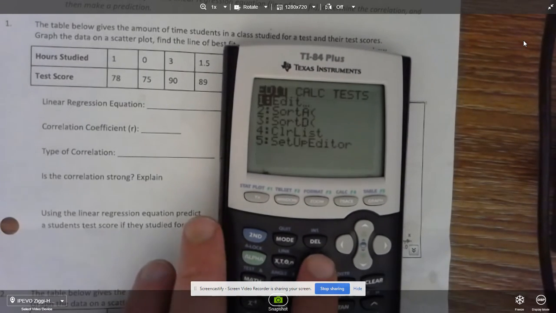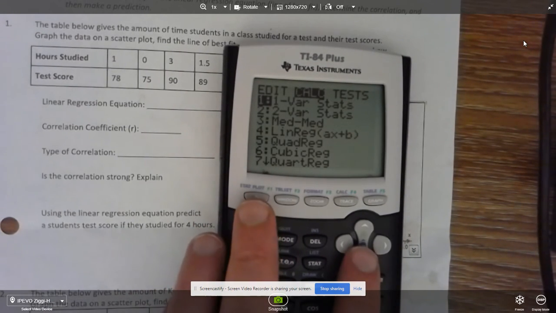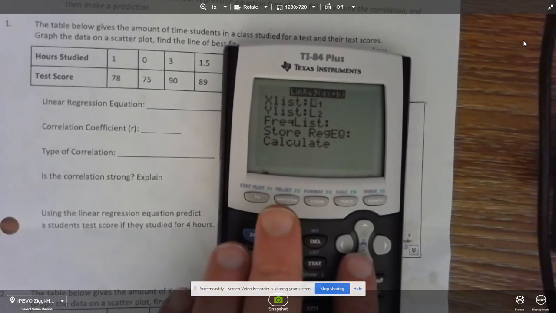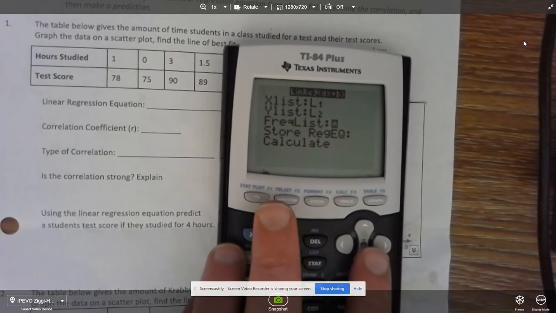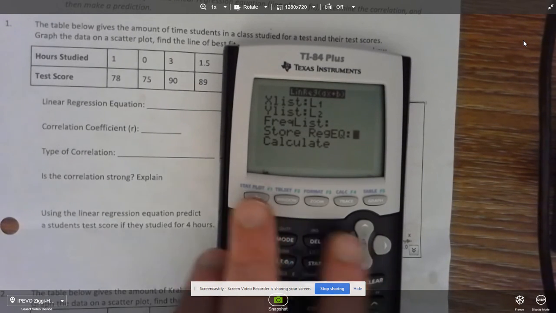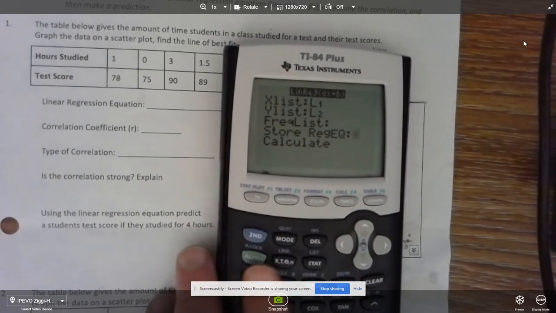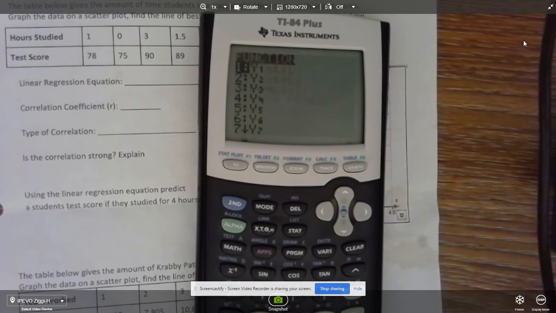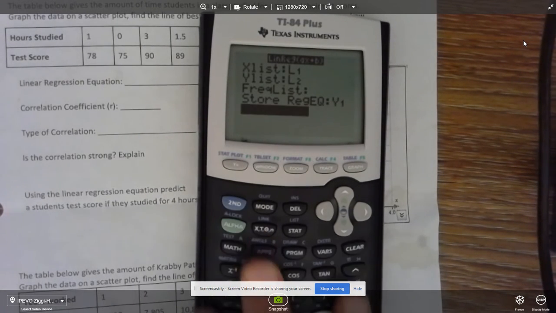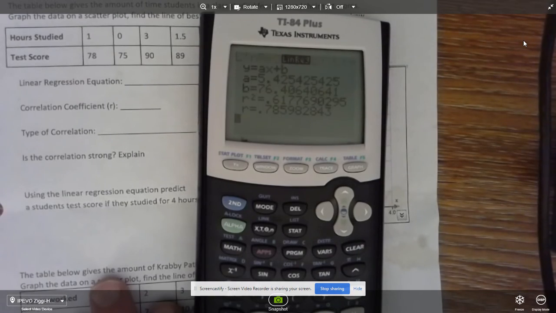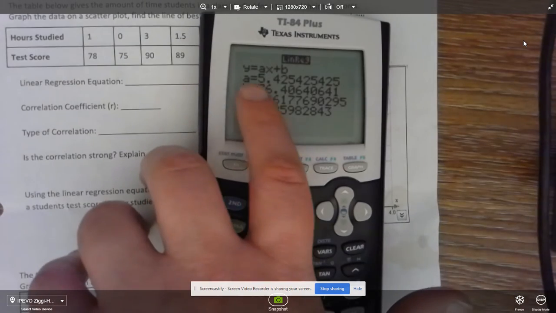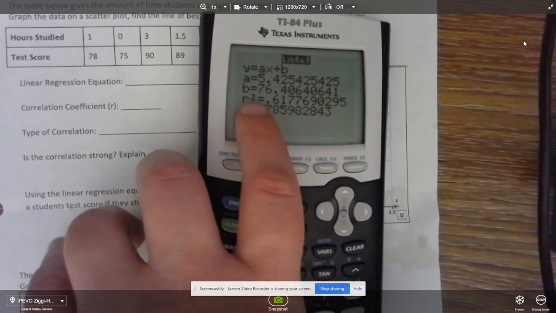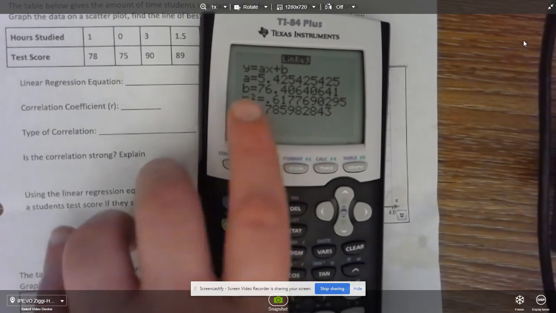All right, so we're going to hit stat again. This time we're going to go over to calc. We're going to go over to linear regression, ax plus b. We want to leave L1 and L2. We don't want to do anything there. Where it says store regression equation, we hit vars, go over to yvars, function y1, and then we go down to calculate. So what that gives us is the slope of our regression equation, our y-intercept, r squared, and r. R is our correlation coefficient.